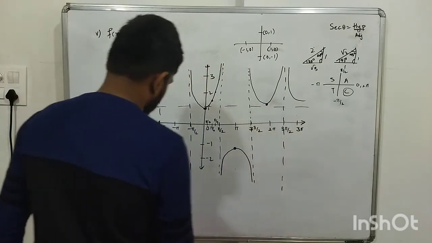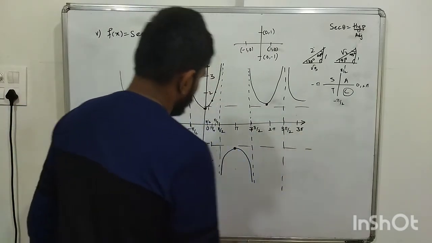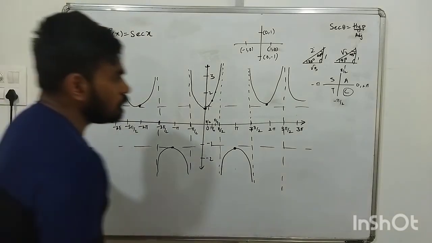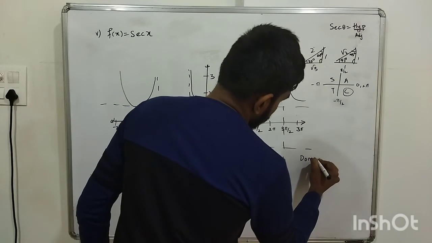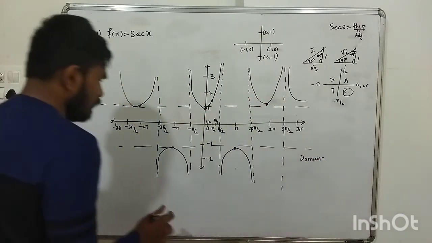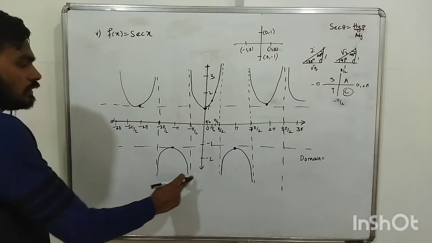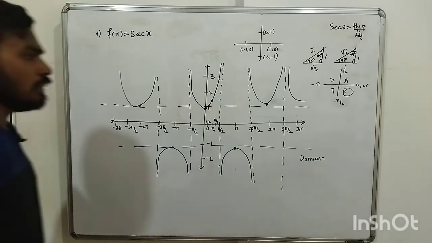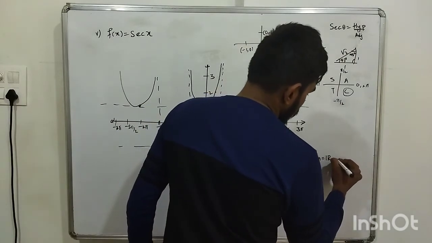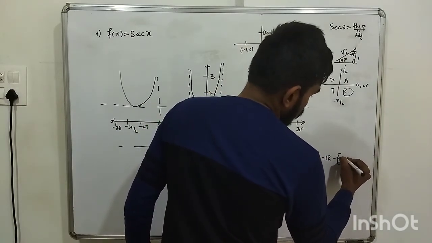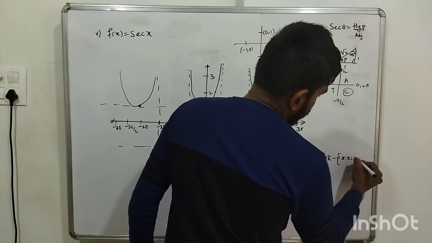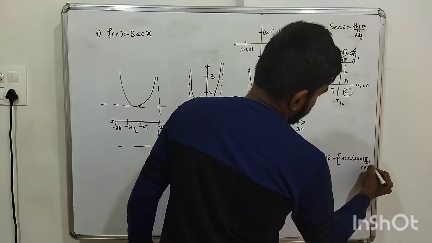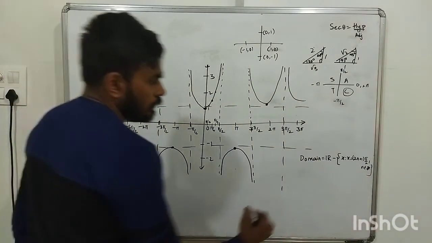Okay. And if you see properly, between this, the values never come. Okay, so domain is what? First of all, in the domain, we have to exclude this. Correct? What is that? Odd multiple of pi by 2. Correct? So R, the set of all real numbers minus x such that x is equal to (2n plus 1) pi by 2, n belongs to Z. Correct?